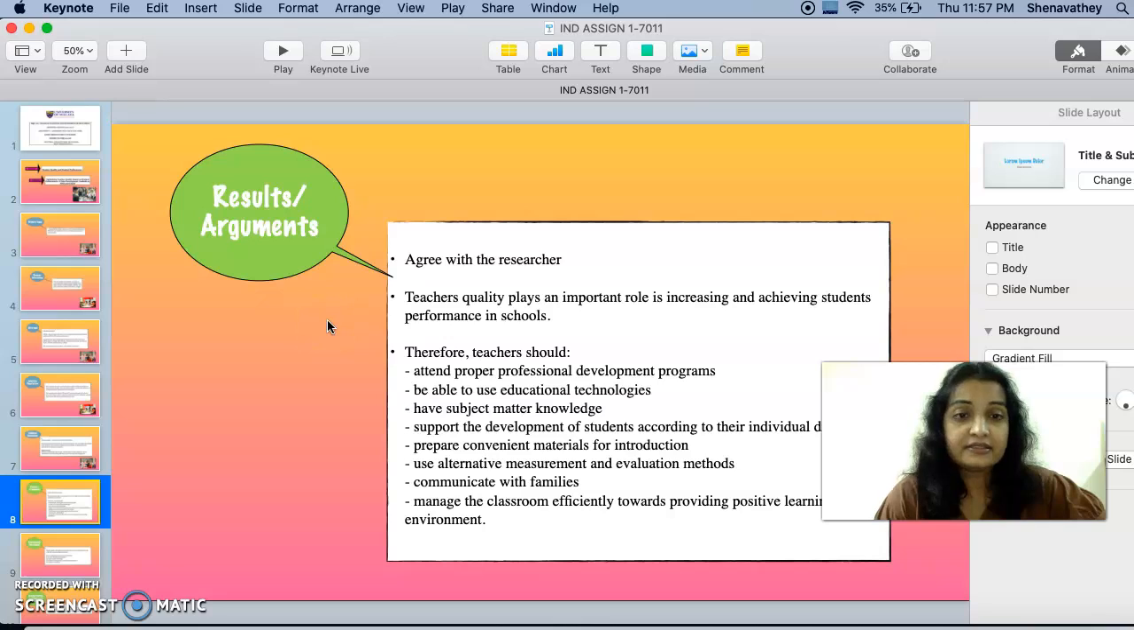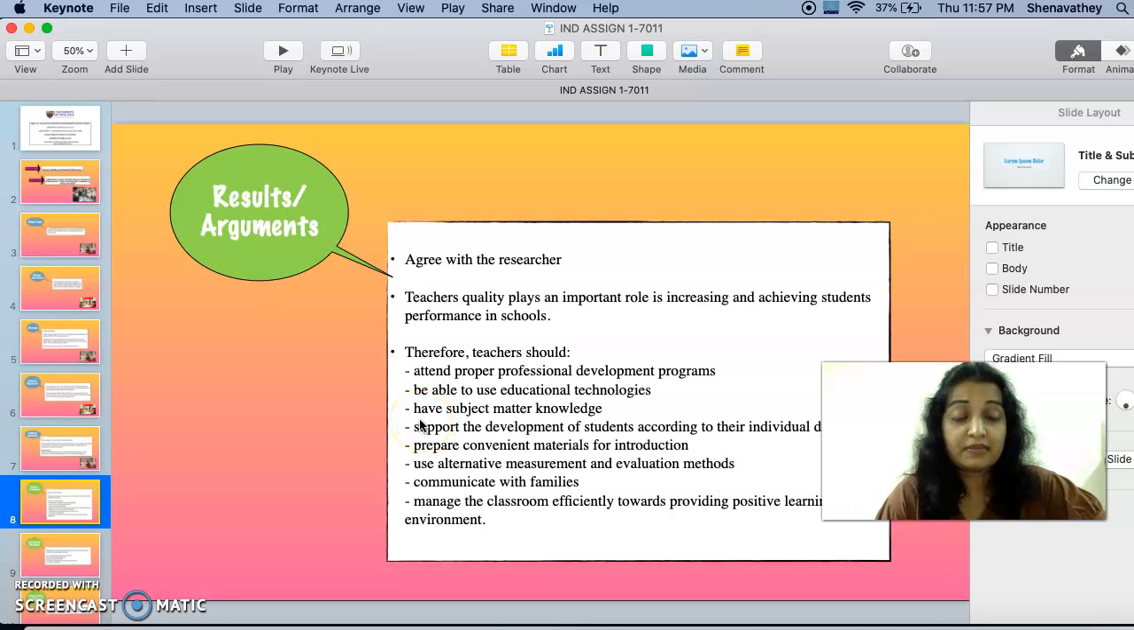So the results here show that I would agree with the researcher that teachers' quality plays an important role in increasing and achieving students' performance in schools. Therefore, teachers should attend proper professional development programs. This is very important in order to upgrade themselves with better knowledge. Second is to be able to use educational technologies. So we have to make sure as educators we update ourselves with the latest technology and utilize them in an effective way in classroom teaching.